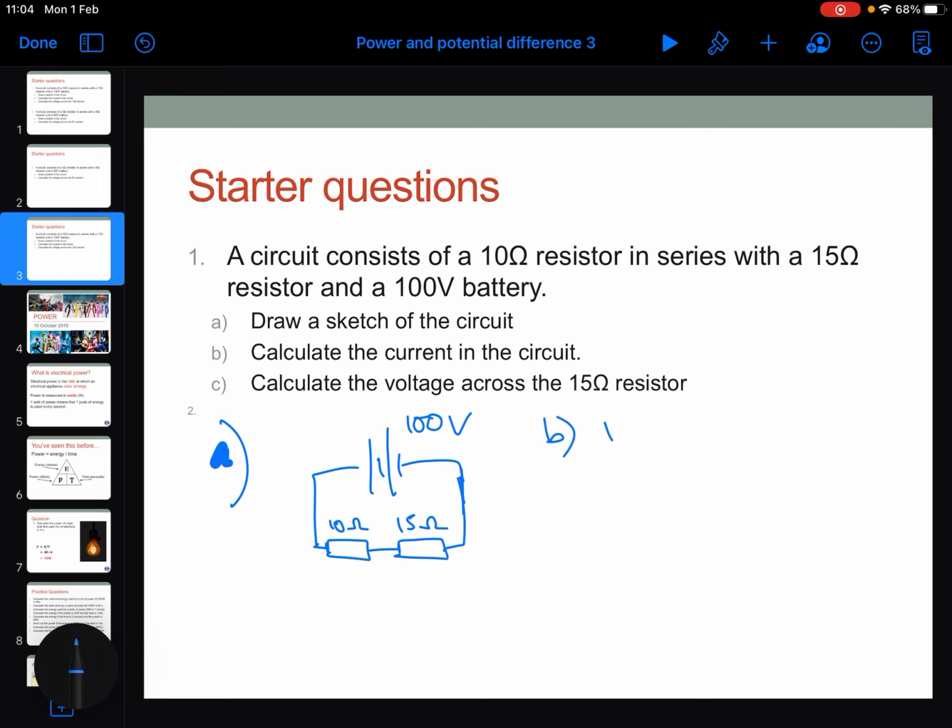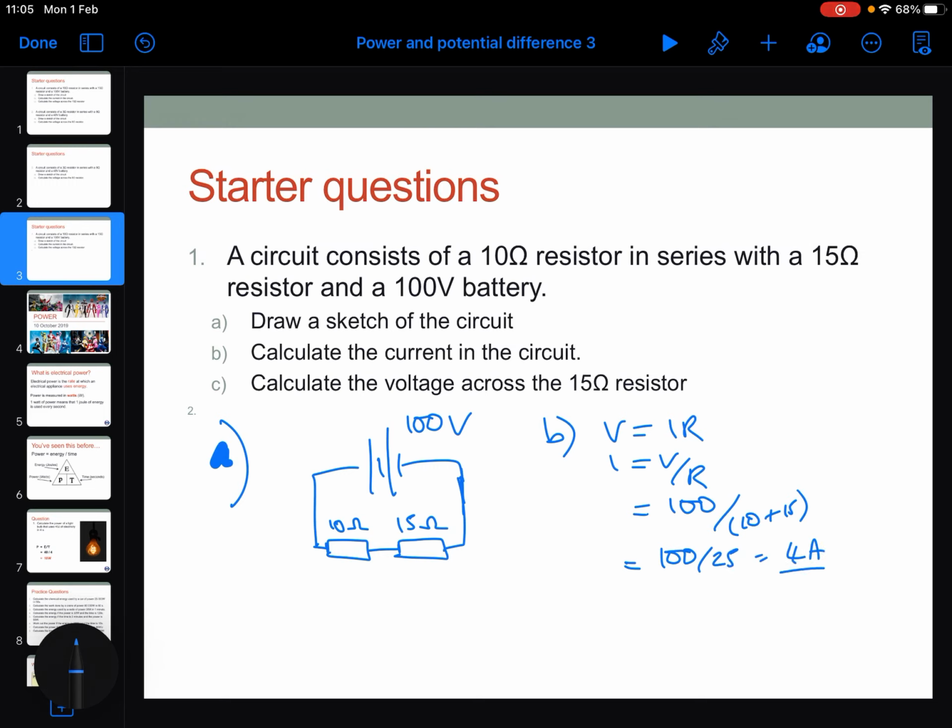So I'm going to use Ohm's law, V equals IR. I is V divided by R. The total voltage here is 100. The total resistance is 10 plus 15, because if you remember, you just add them together when they're in series. That's 100 divided by 25, gives me a current of 4 amps.